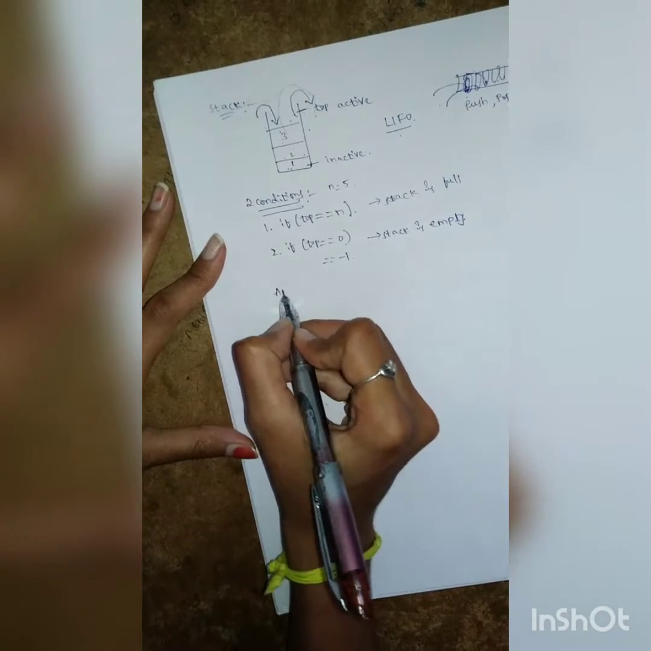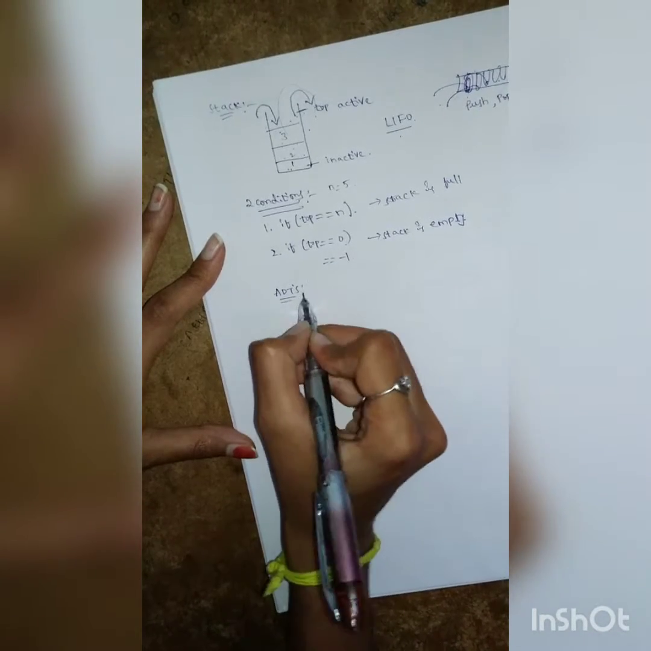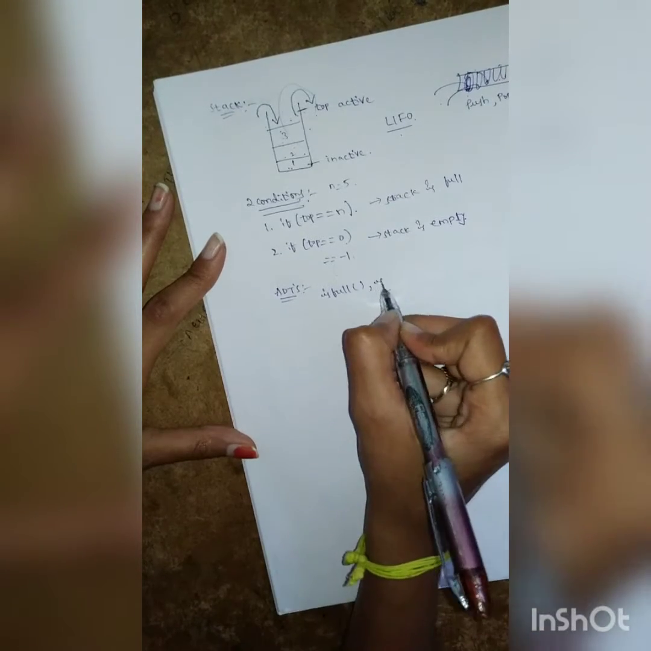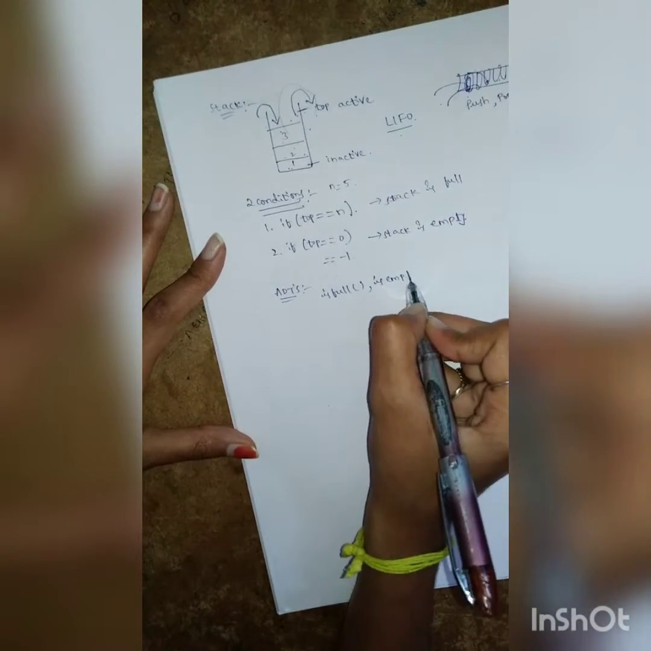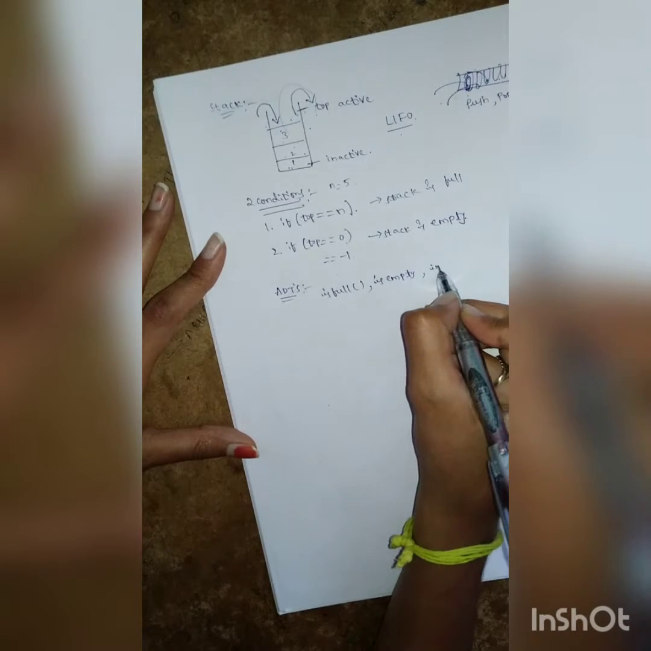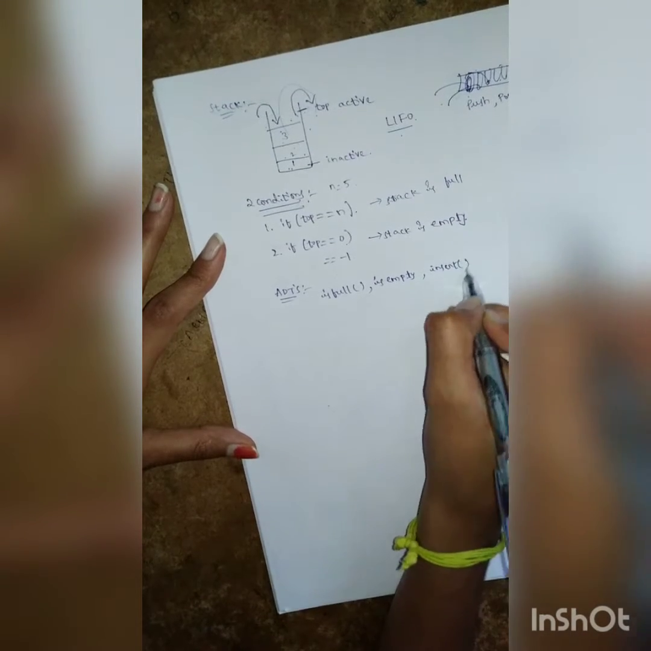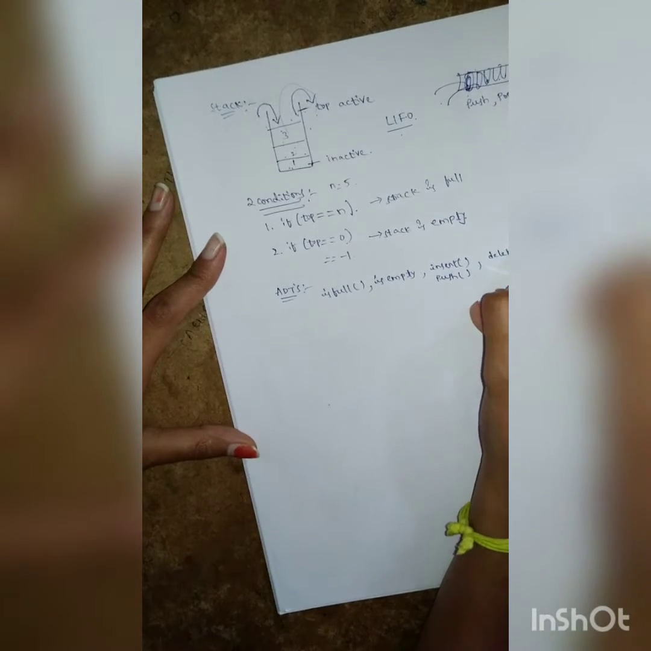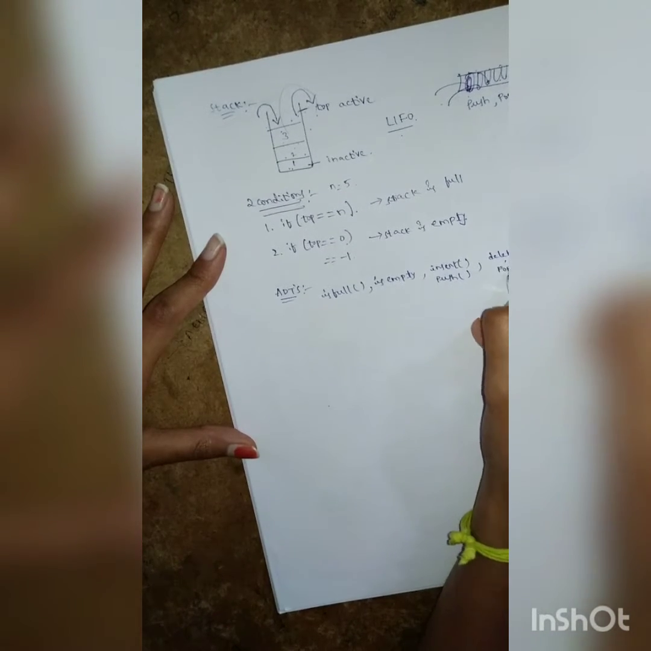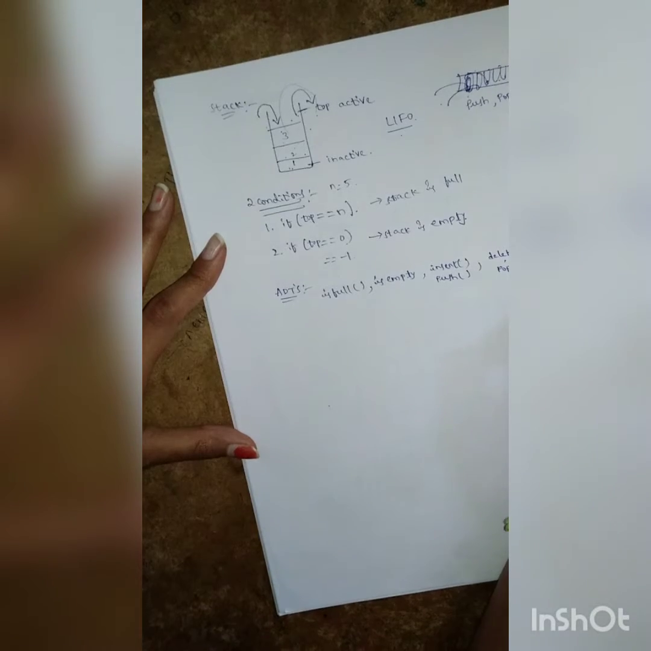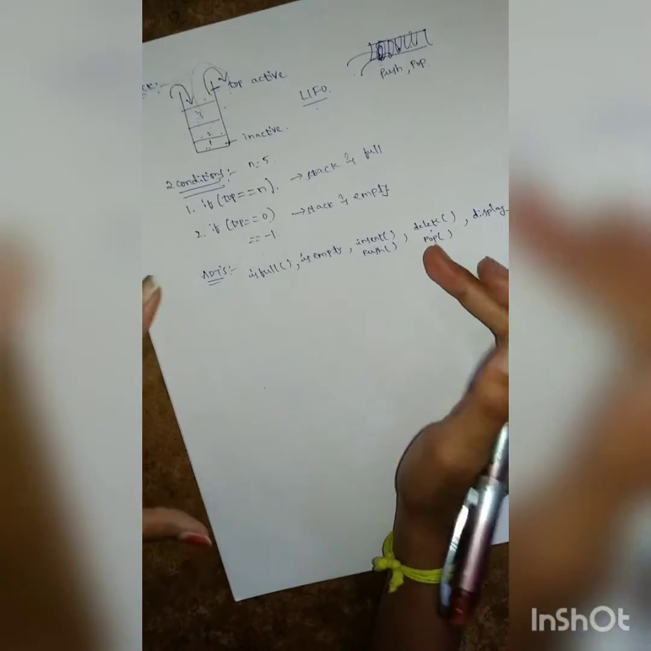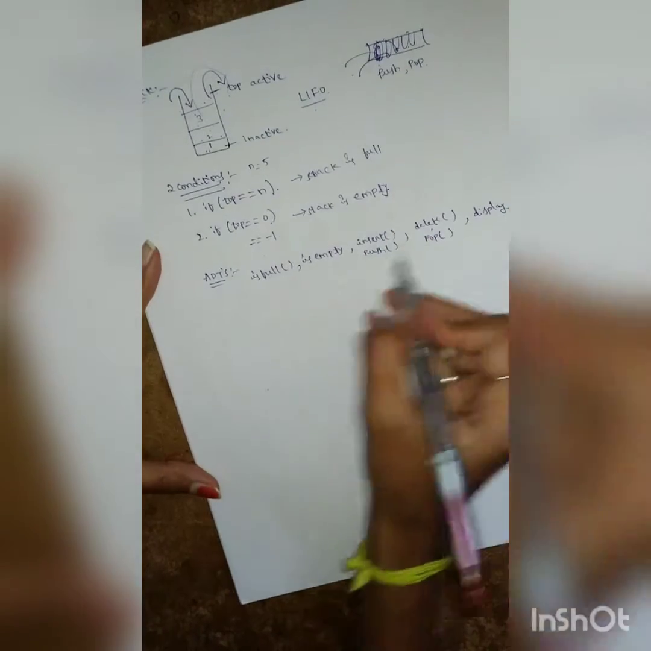And the ADT operations for stack are: checking is full, is empty, and insertion, that is push, and delete, or pop, and displaying the stack elements. These are the ADT operations of stack. And how do we implement this stack?